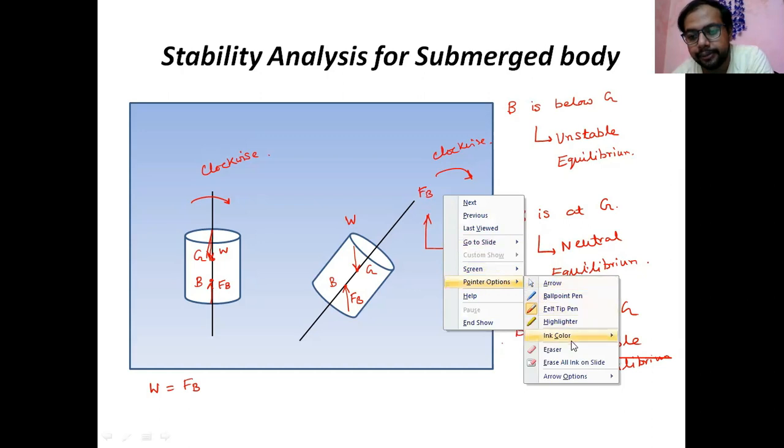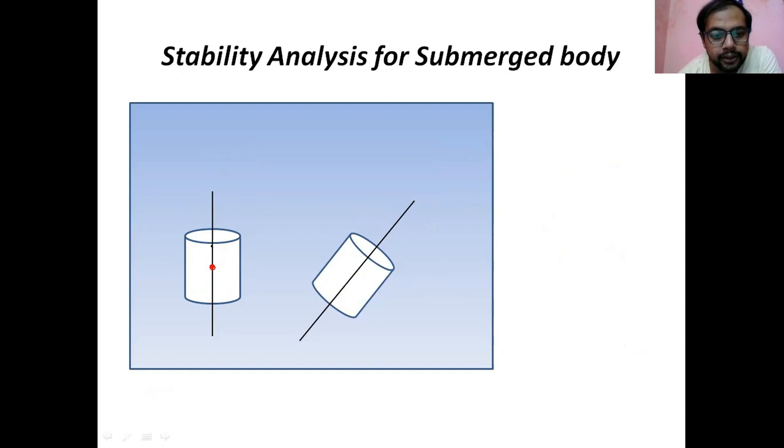B is at G. If you have any doubt, I can show you again, because at the same point, W is acting in this way, and FB is acting in this way. If we give the tilt, in the same way W is acting, same line, same point, FB is there. So the body will not be restored; it keeps the condition in this way. No changes will happen after that. That is the neutral equilibrium. So these three kinds of equilibrium you have seen here for the submerged body.